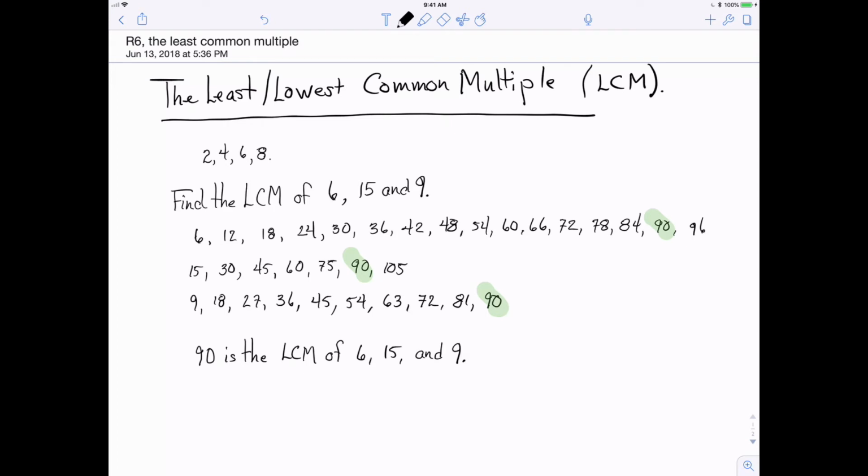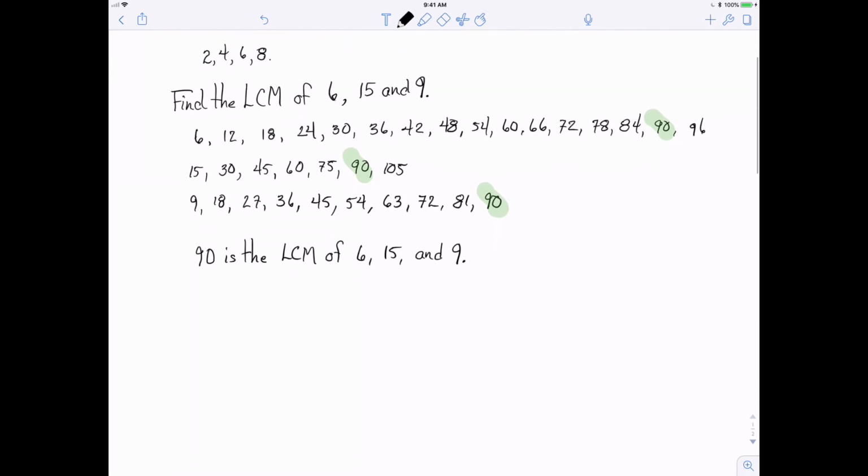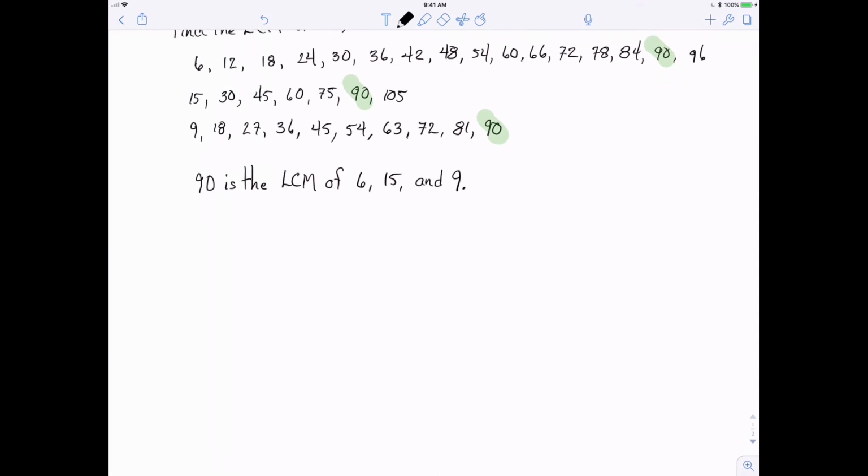Now, that works for numbers, but what about when the numbers become polynomials? It becomes a little bit more difficult. So before we do that, let's just take a look at another way we might have done this. So what I'm going to do is list all factors of each number. So let's write that down.